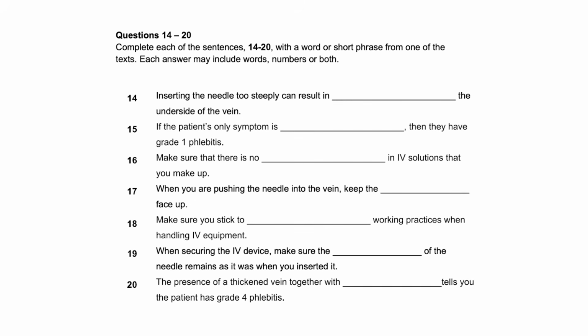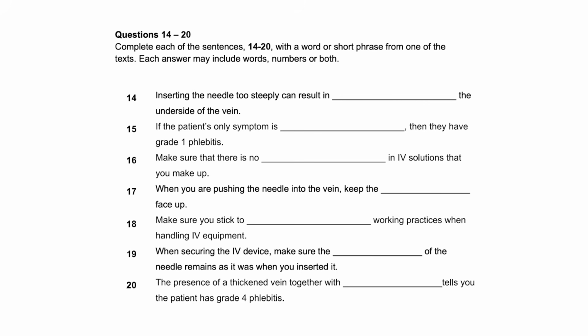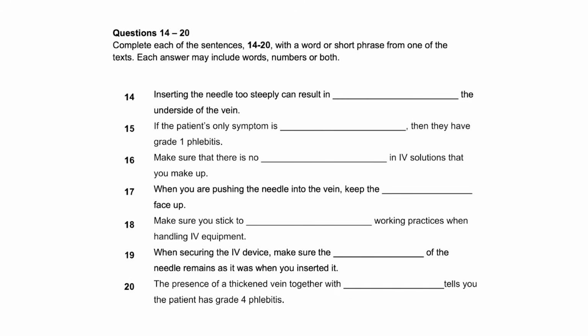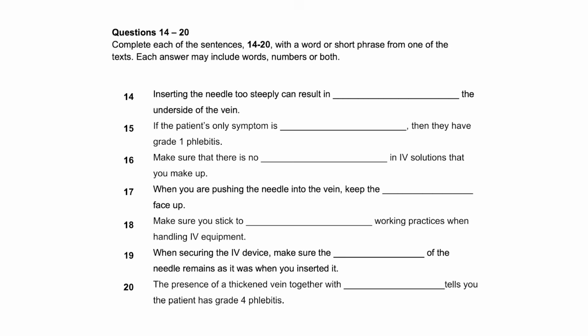So the first thing you should do is read the sentence and predict what type of word is missing. Is it a noun, a verb, an adjective, or a short phrase? You then need to go to the text, find the answer, and make sure that the answer you write in each gap fits grammatically in the sentence.